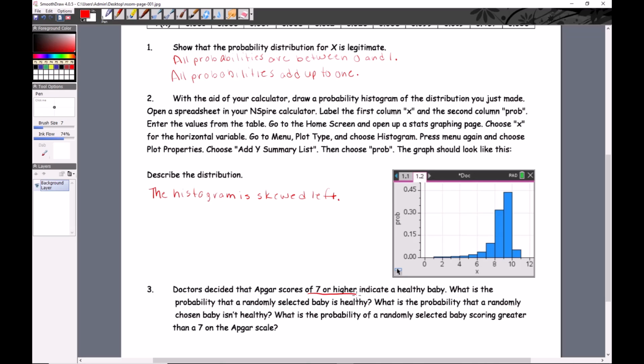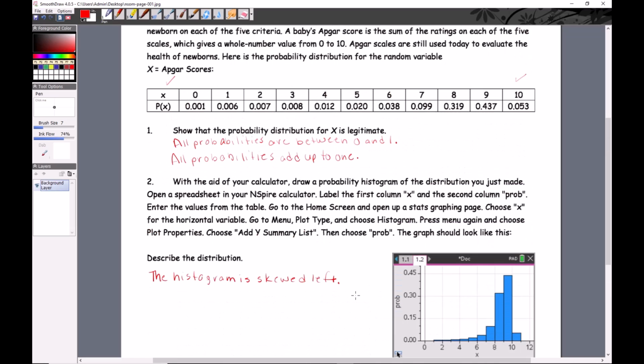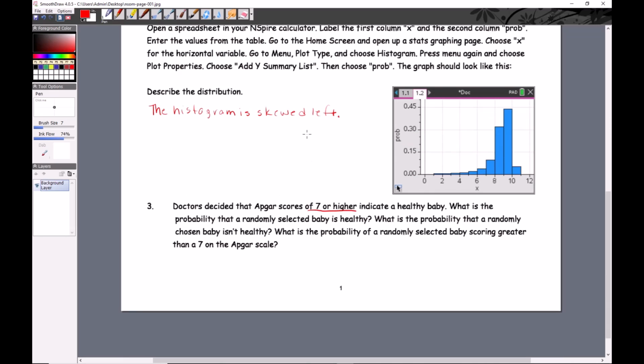All right, so finally, number 3, doctors decide that the Apgar scale of 7 or higher indicates a healthy baby. Well, looking up here, that's a pretty good thing, because if you note 7 or higher, a good chunk, if not most of your probability is located up there. They're just little tiny probabilities below that for the most part. All right, so let's see what they're going to ask us. It says, what is the probability that a randomly selected baby boy is healthy? All right, that's 7 or higher.